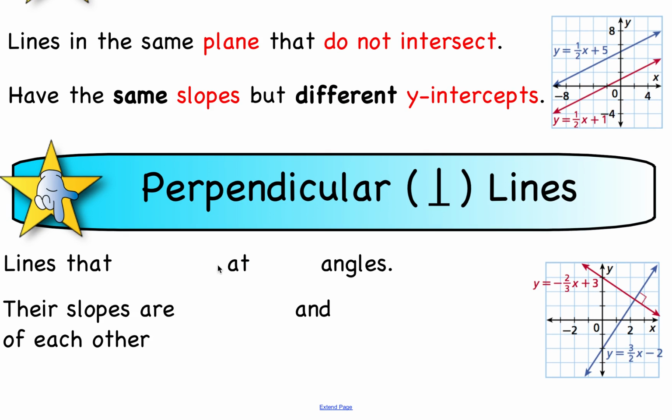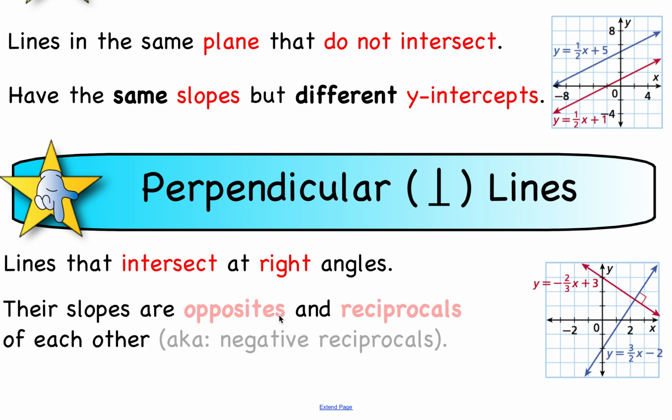Perpendicular lines are lines that intersect at right angles. There's a picture over here on the right-hand side. Their slopes are opposite reciprocals of each other. And what we mean by that is you flip whatever the slope is upside down and change the sign. So it's an opposite sign and the number is the reciprocal.